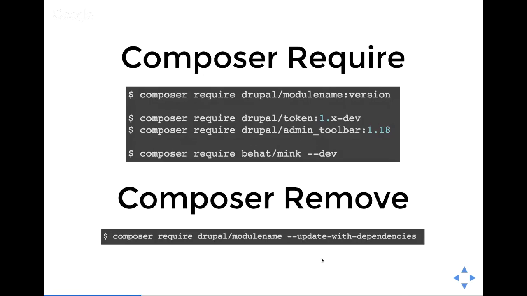So that's kind of what I have as examples below. And then the top one there, let's say we want to use Behat for local testing. The dev flag at the end means it's going to put it in another section of your Composer file, your Composer JSON file.